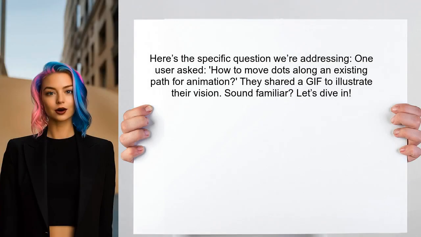Here's the specific question we're addressing. One user asked how to move dots along an existing path to create a specific animation effect. They even shared a GIF to illustrate what they want. Sound familiar? Let's dive into the details.